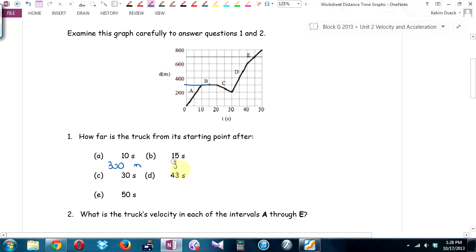How far is it after 15 seconds? Also 300 meters. Oh, I guess I stopped for a little bit. How far is it after 30 seconds? 200 meters? After 43 seconds, I got to kind of eyeball it, but that's right about there. I'd take 650. As soon as it's between squares, we're doing a rough guess. I'll go with 650 meters. What about at 50 seconds? 800. Okay.